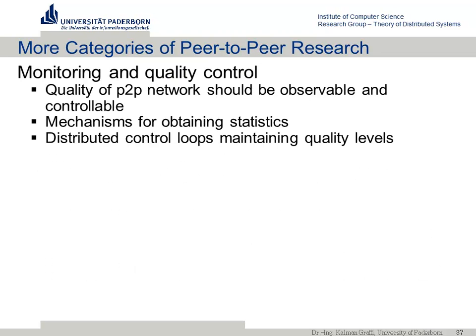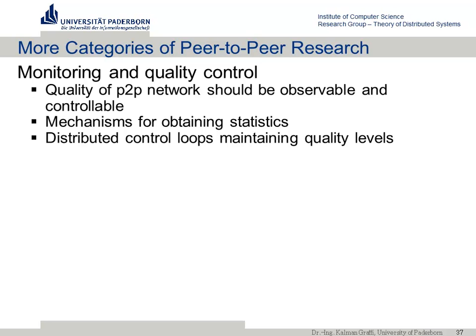Then having a look at monitoring and quality control. That means if you have a large network, 2 million nodes, then we don't know what's happening. What is the average online time? What is the average response time for some queries? For that we need some answers, so that means some statistics. How can these be obtained?